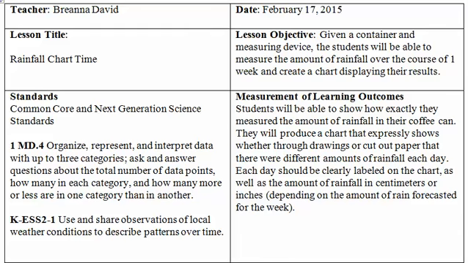The lesson objective that I have for this is, given a container and measuring device, the students will be able to measure the amount of rainfall over the course of 1 week and create a chart displaying their results.